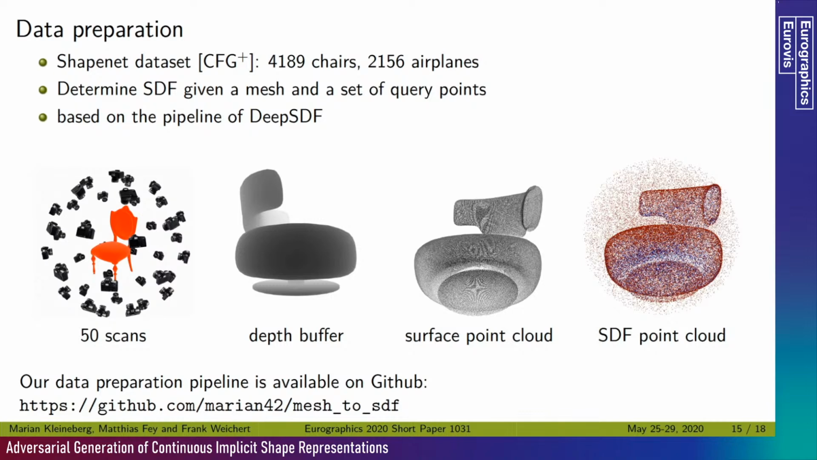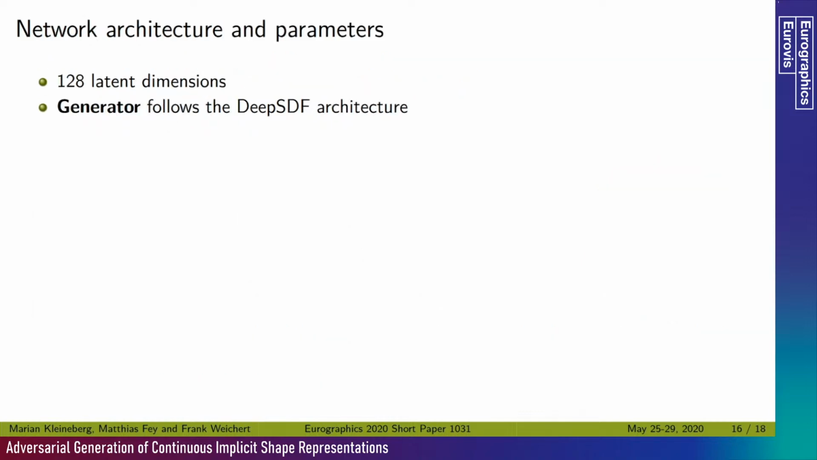I want to quickly go over our network parameters. In each case, we use 128 latent dimensions. Our generator uses the same parameters as proposed in the DeepSDF paper. That means it consists of 8 fully connected layers, and each layer has 256 neurons. In the middle, there's a skip connection that re-injects the latent code into the network.